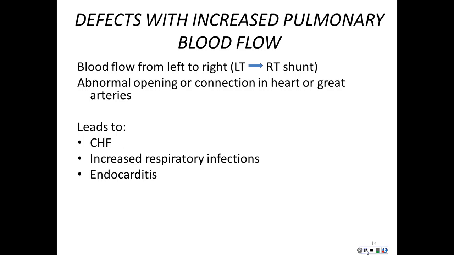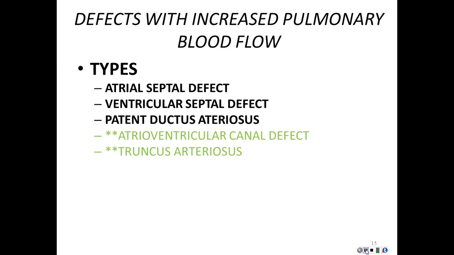Now, let's talk just a little bit about defects with increased pulmonary blood flow. As we talked about, the blood flows from the left to the right. So there's a left to right shunt. These are typically caused by abnormal openings or connections in the heart or the great arteries. These typically lead to congestive heart failure, increased respiratory infections, and to endocarditis.